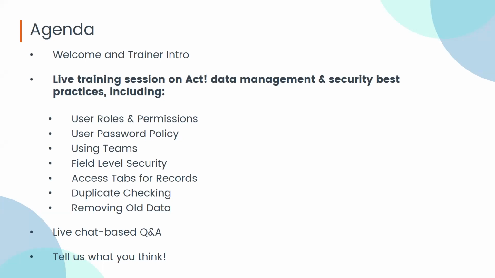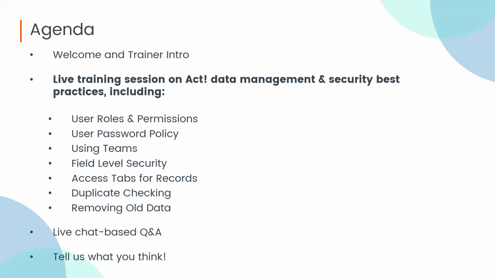Some fields maybe in your ACT database, you want to set up security on them. You don't want everybody to see the data in specific fields. I'll show you field level security, how to set that up. And then you can also go to the Access tab for individual records, whether it's contact records or opportunity records, and you can even set security on those specific records individually.